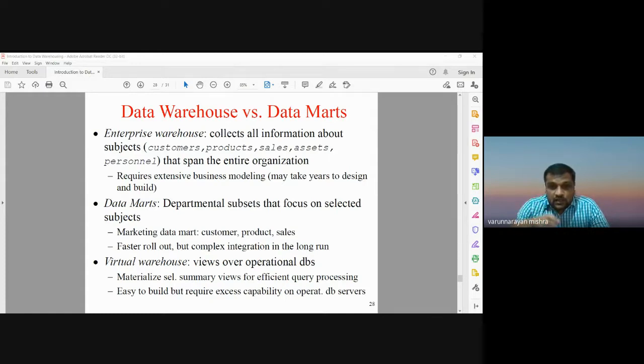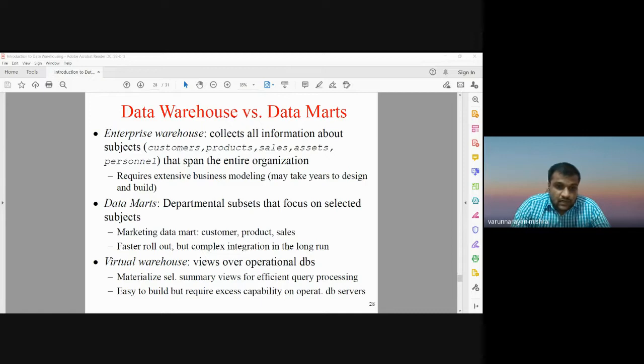It is not related to the entire database, but to some specific data from the entire database. That may include specific information about that subject, like the customer, product, and sales. It's a faster rollout, but complex integration in the long term. This means data marts are not very useful for long term integration of the database or long term operations, but they are very useful for focusing on selected objects. So it's a kind of faster processing.